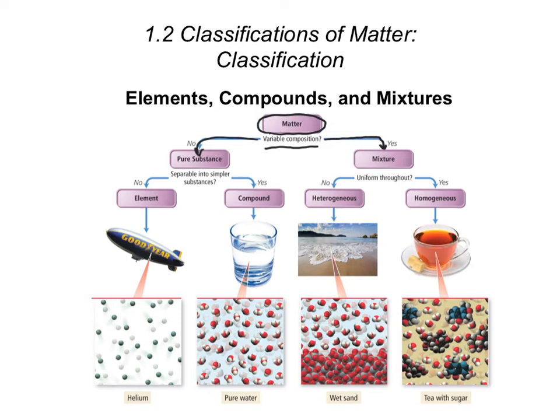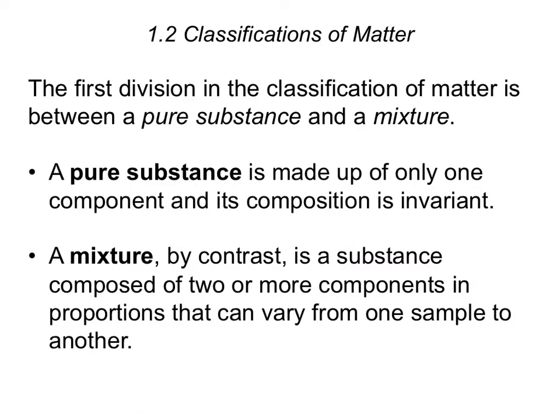So what is the difference between a pure substance and a mixture? Number one, a pure substance is made up of only one component and its composition is invariable. Meaning, if I have water, is there anything else in water? No, it's pure, right? Its composition is all water, 100% water. What is the difference between that and a mixture?